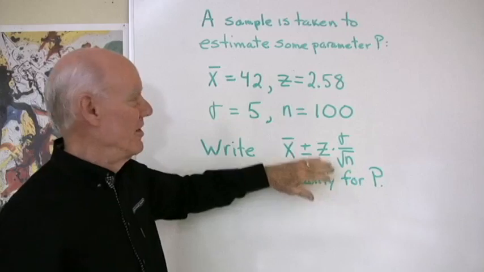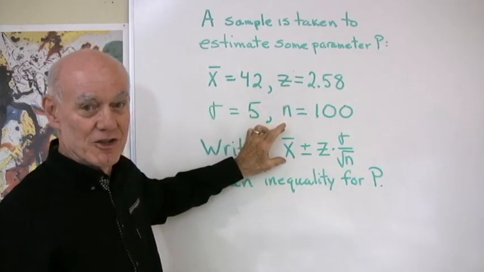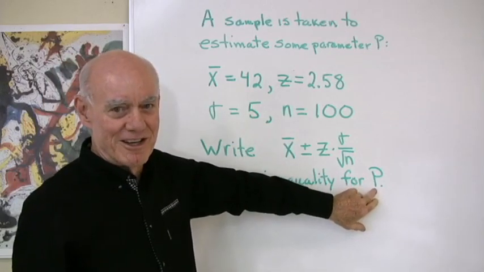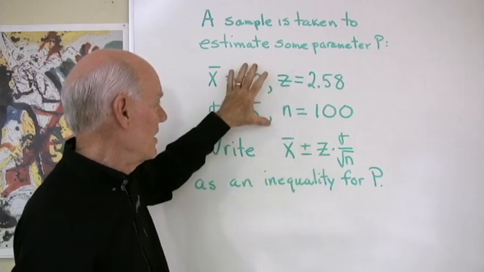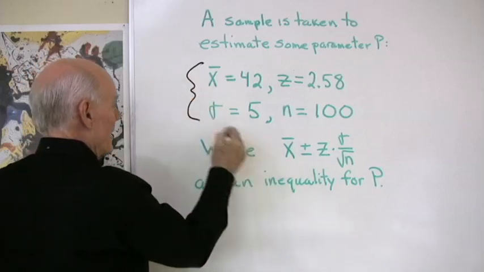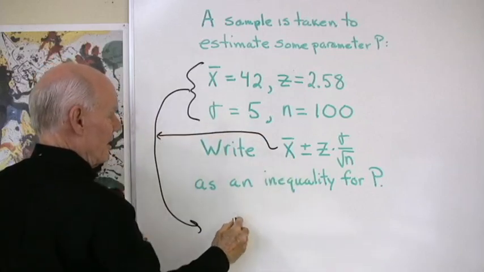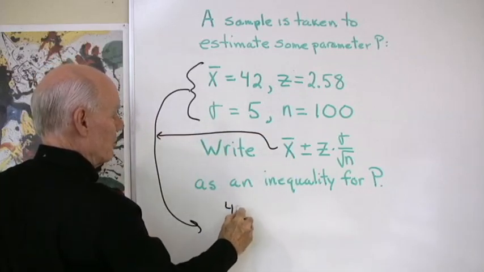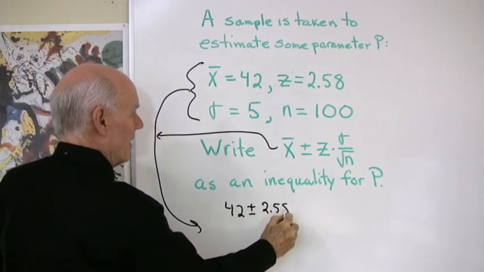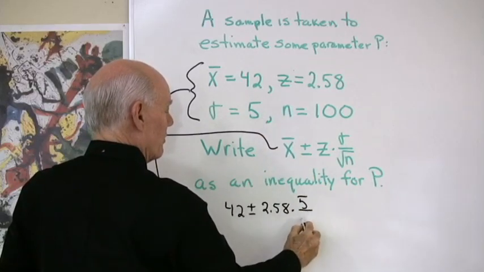Anyways, the whole point of this is, here's the results of the sample. You want to evaluate this expression right here and turn it into an inequality for this parameter p that you're trying to find in the population. So all I'm going to do is take these numbers and substitute them into this formula right here, and I get x bar 42 plus or minus z 2.58 times sigma, which is 5, divided by the square root of 100, which is 10.